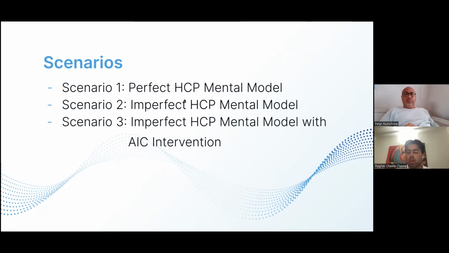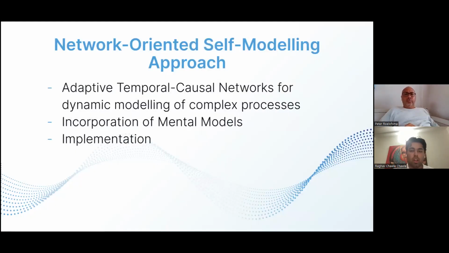So we work with an approach known as a network-oriented self-modeling approach to model these simulations, and adaptive ones. A network-oriented approach is just when you use states and links to model a complex process which can be modeled in time, and then it's known as a temporal causal process, because the links between a state and another state have a causal effect on each other.